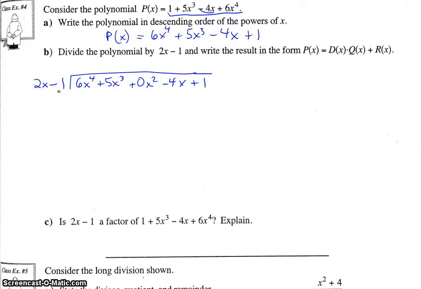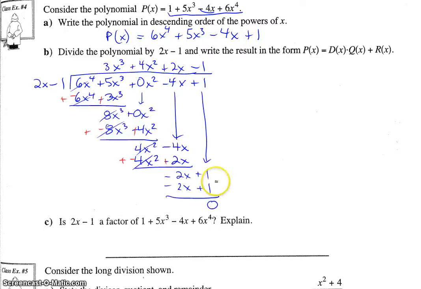Okay, I want you guys to try this one. Okay, so pause the video, try this, see what you get. Hopefully we have the same value, okay? Okay, how'd we do? Did we get this for a quotient? This a remainder of 0 and a divisor of 2x minus 1. So writing it in that form, it would be our divisor times our quotient, 3x cubed plus 4x squared plus 2x minus 1 plus our remainder, which is just 0.